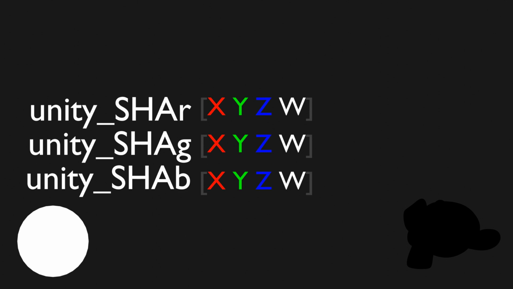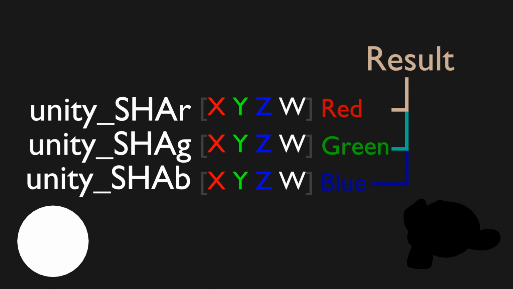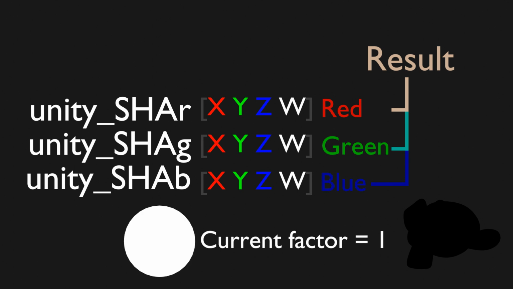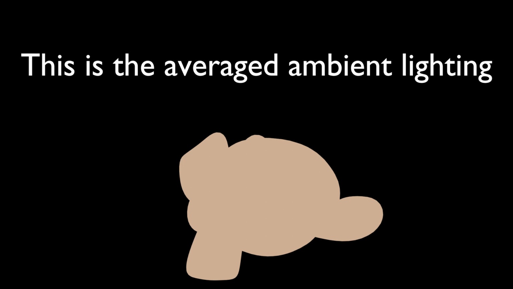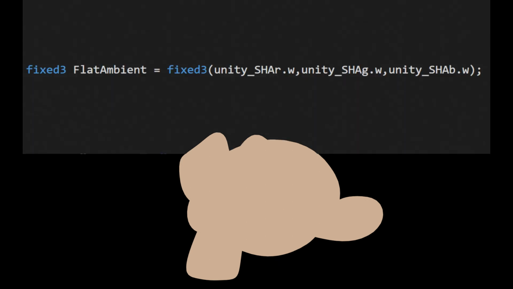First we will sample the first spherical harmonic. This one is the W value from the Unity_SH values. It's uniform, so that means that it keeps the same value during all the pixels on the screen. That's why it will be multiplied by 1. And that's how it looks on the Suzanne. If you are wondering, yes, this is the averaged ambient lighting. You don't even need to multiply anything, just construct a 3-channel color.